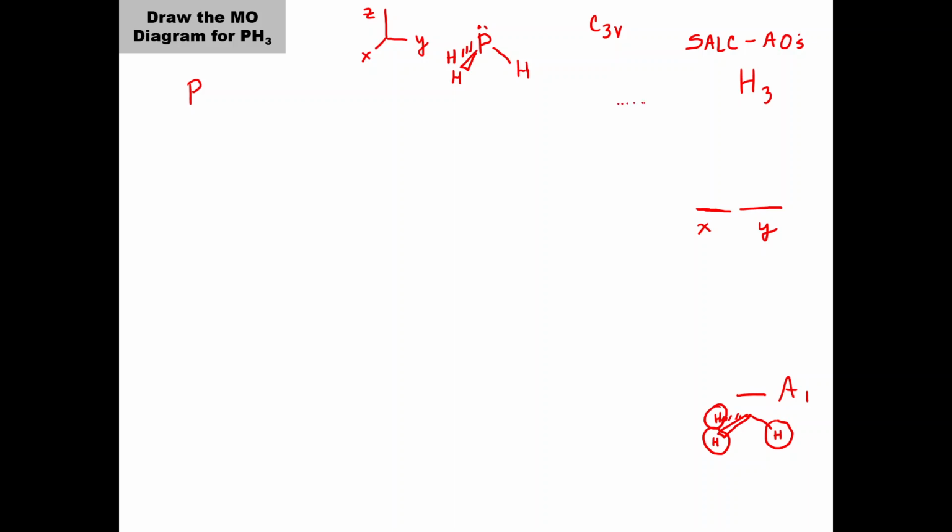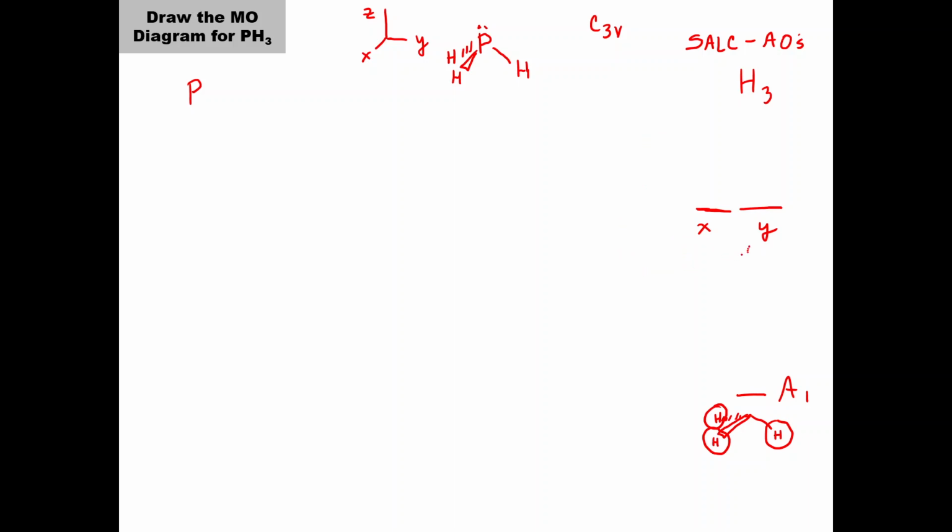That's a really long initialism. So these are the SALC AOs for these three hydrogens. The symmetry adapted part is we're taking the combination of the atomic orbitals and we're adapting them with symmetry and making linear combinations of them. So we're making the pluses and minuses.